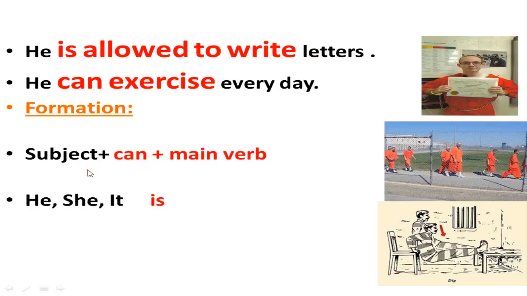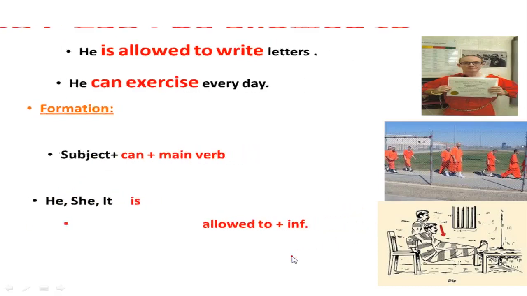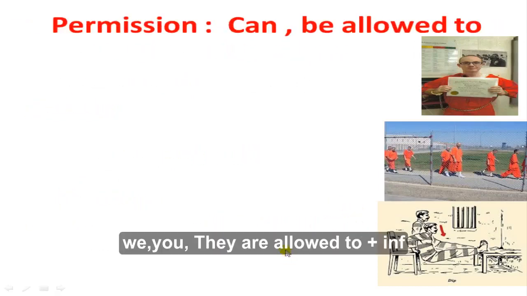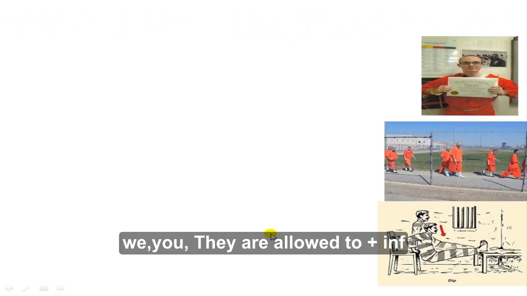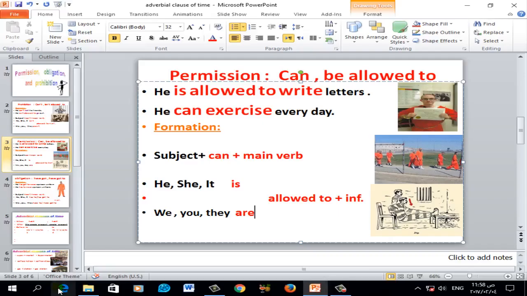So, the formation: subject, can, plus main verb. He, she, it, is allowed to, plus infinitive, main verb. We use they, are allowed.